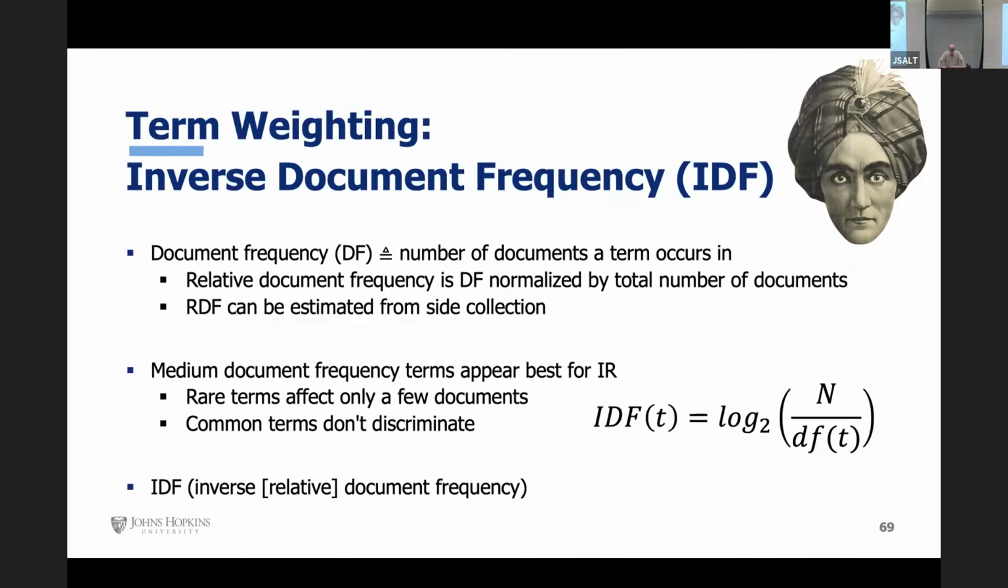And as we talked about before, the medium document frequency terms are best for information retrieval because the very common ones don't distinguish documents and the very rare ones don't affect many queries. And so we use the concept of inverse document frequency. And inverse document frequency is simply the log of the inverse of the relative document frequency. Okay. And this is a very common way of helping to weight terms.